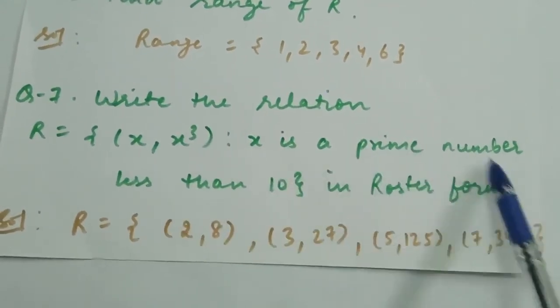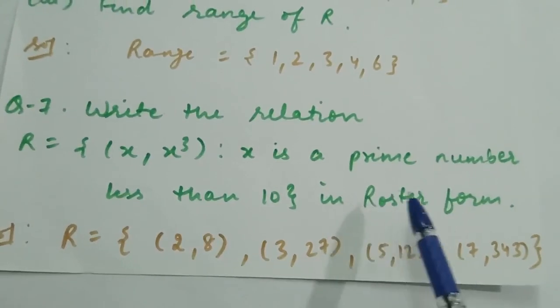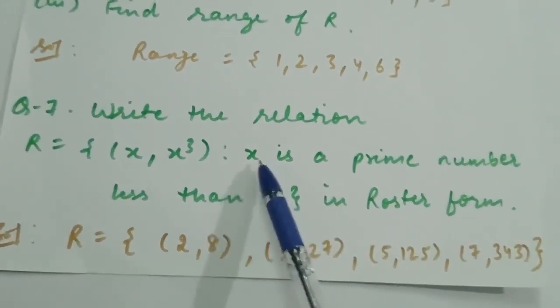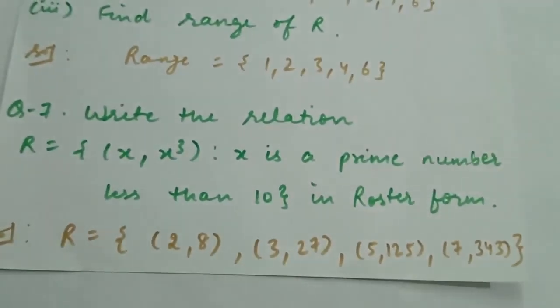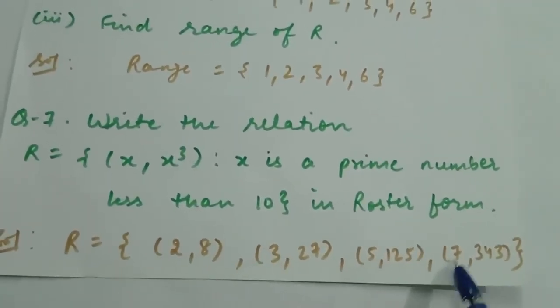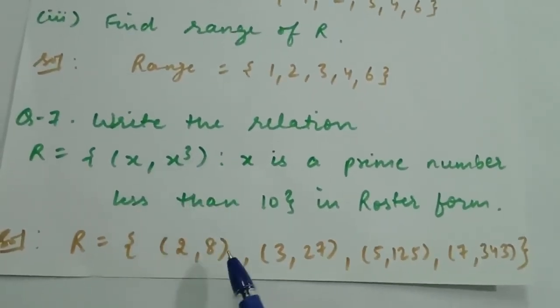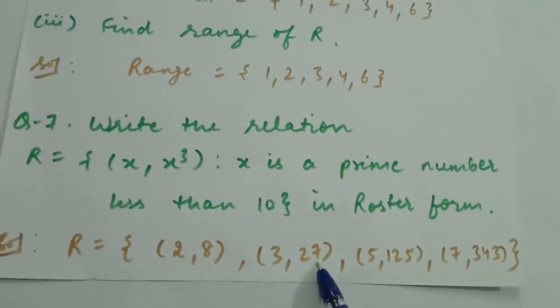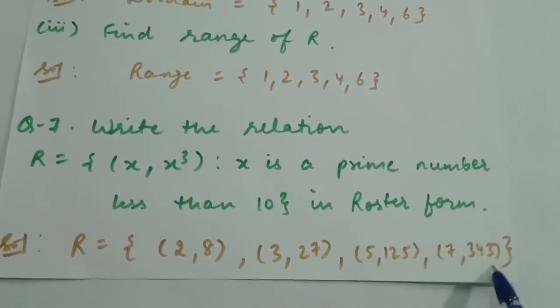Now question number 7, write the relation R, which is the ordered pair (x, x cube), where x is a prime number less than 10, in roster form. We have to write this set in roster form where x is a prime number less than 10. So the prime numbers less than 10 are 2, 3, 5 and 7. The second element is x cube: 2 cube is 8, 3 cube is 27. Similarly 5 cube is this and 7 cube is this.